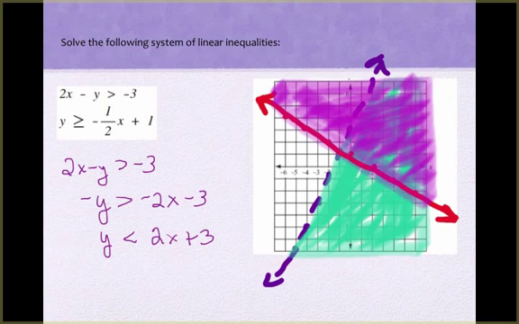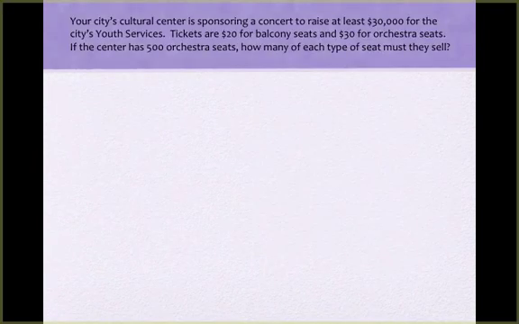And again, the solution is the part where those two graphs overlap. So we're looking for our solution to be this part. If you can graph simple linear inequalities, then you can graph systems of inequalities. Now let's look at a word problem and try to set up some inequalities to go with these.